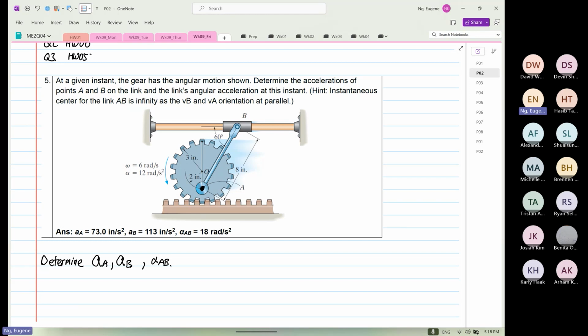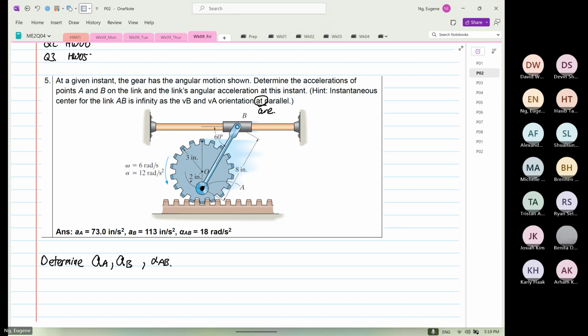So from here, determine the acceleration at this instant. There's a hint: the instantaneous center for the link AB is at infinity as VB and VA are parallel. Sorry, my bad. So if we look at this, I think the first thing that we identify is our boundary, I mean, the degrees of freedom that we see.